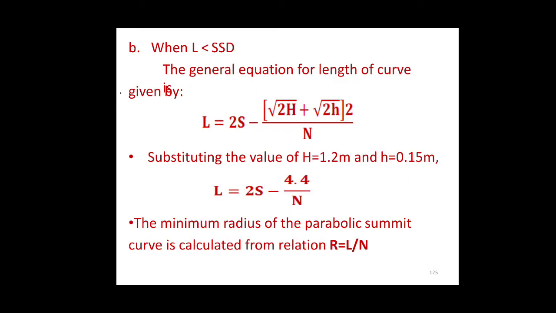Now the second case, when the length is less than the stopping sight distance. So the general equation of the length of the curve is given as L equals to 2S minus bracket under root of 2H plus under root of 2 small h bracket complete square upon N. Again, substituting the values of H by 1.2 meters and small h by 0.15 meters, we get L equals to 2S minus 4.4 upon N. The minimum radius of the parabolic summit curve is calculated from the relation R equals to L upon N.